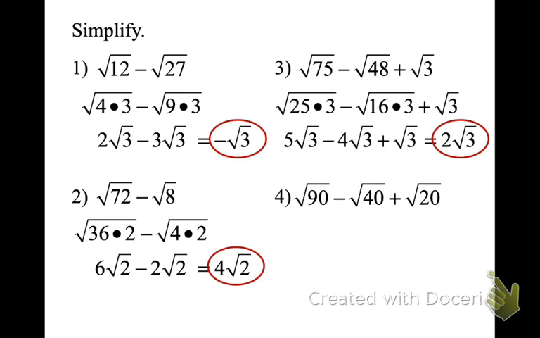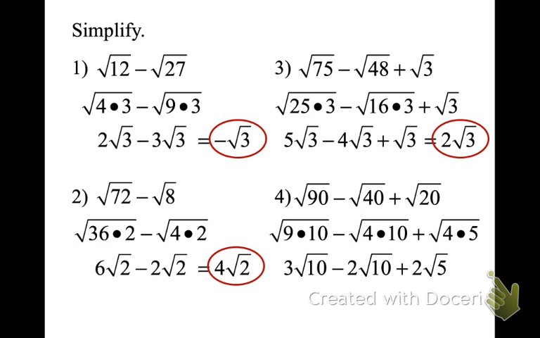Okay. Let's look at the next one. I'm going to break it down. It's 9 and 10, 4 and 10, and 5 and 4. So we really have 3 rad 10 minus 2 rad 10 plus 2 rad 5. 3 rad 10 minus 2 rad 10, these are the only like terms. They simplify to rad 10 plus 2 rad 5. That's all we can do. We are as simplified as we can get.